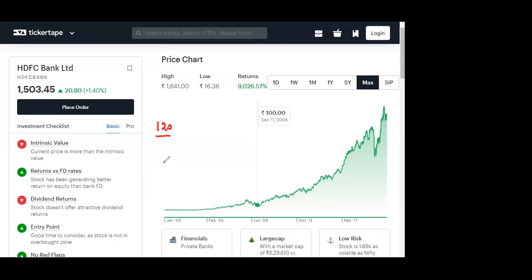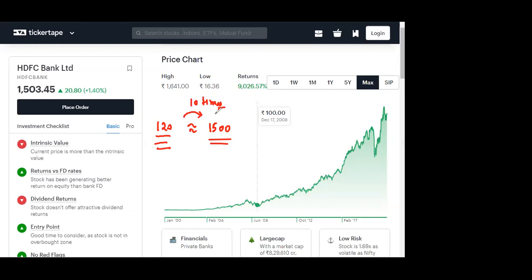So tell me, what is the price of that share now? Today the price of the share is almost 1500. There are lots of other things also, because there's something called a stock split, but I'm not talking about that. I'm just talking about the absolute price. So how many times has it increased? More than 10 times.